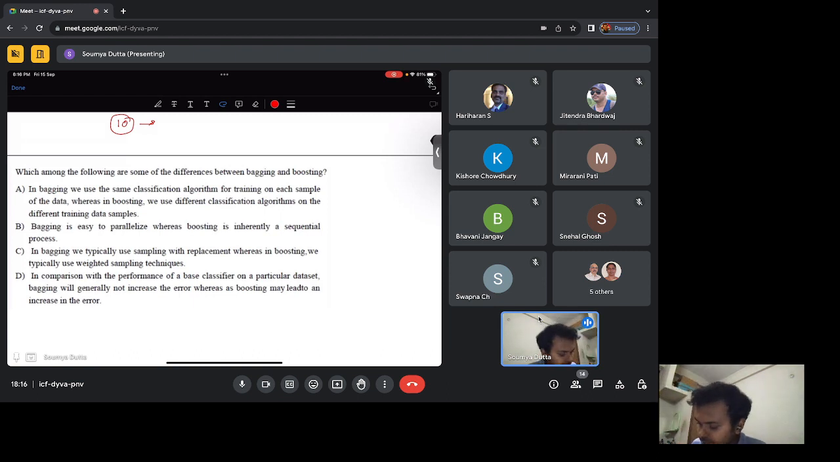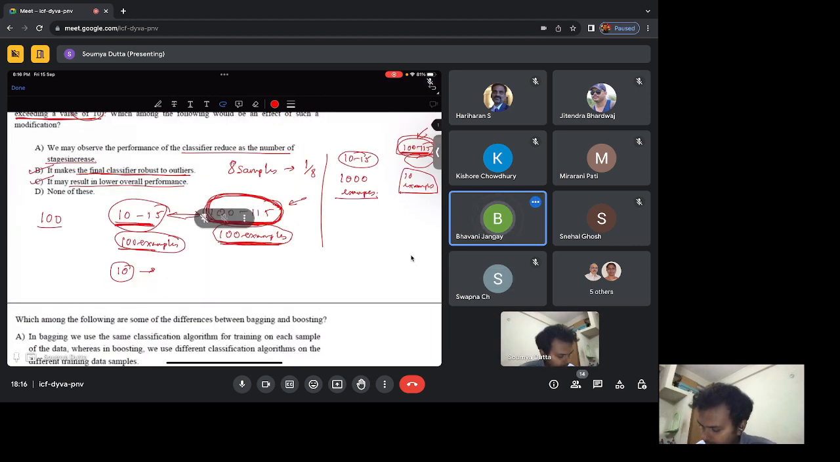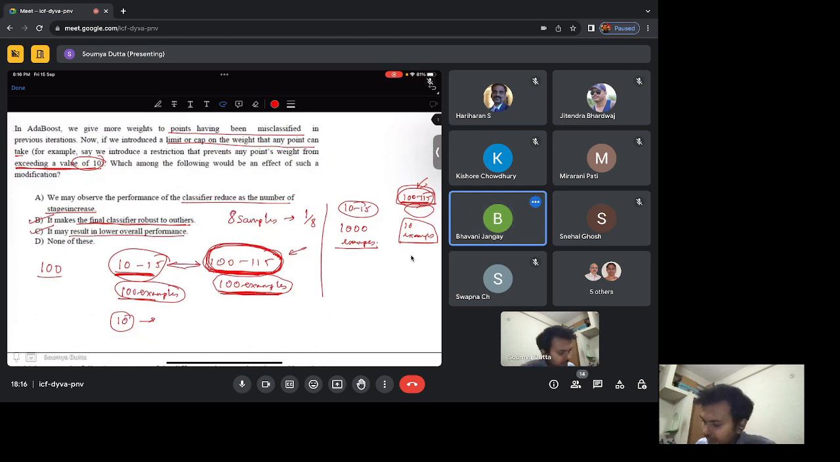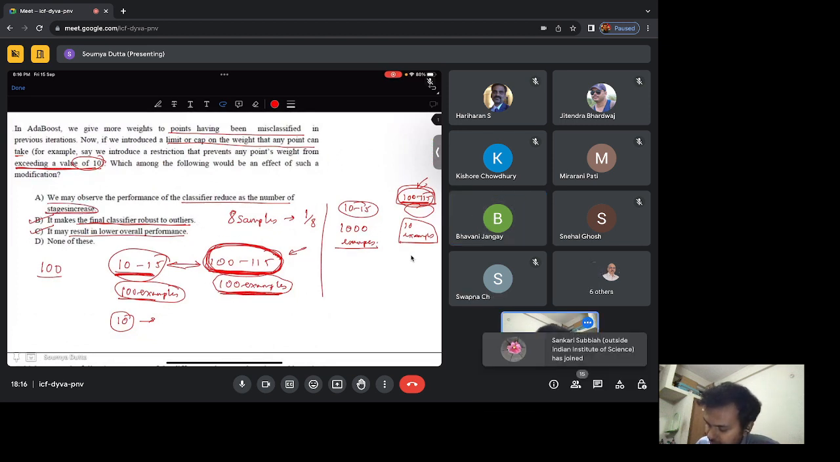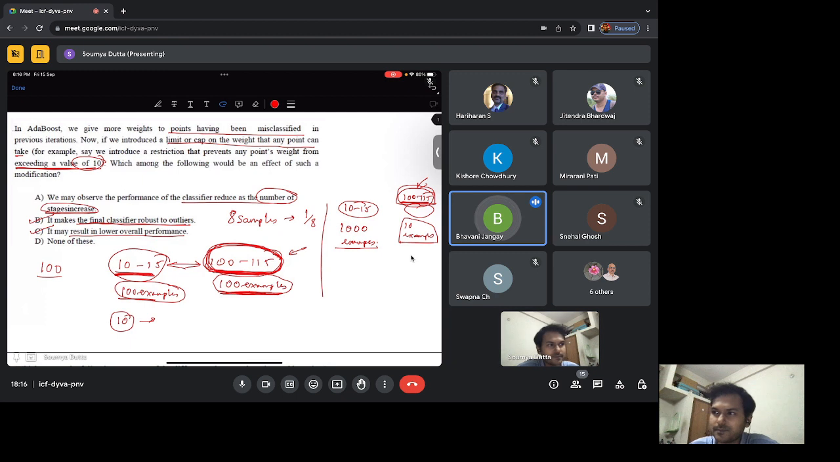Which among the following are some of the differences between... About point A, sir, that might even be for the previous question. We may observe the performance as the number of stages increase is not a correct logic. Why will the number of stages increase? If the number of stages increases, it means a lot of the lower weight ones will still reach that maximum threshold of 10, right, sir?